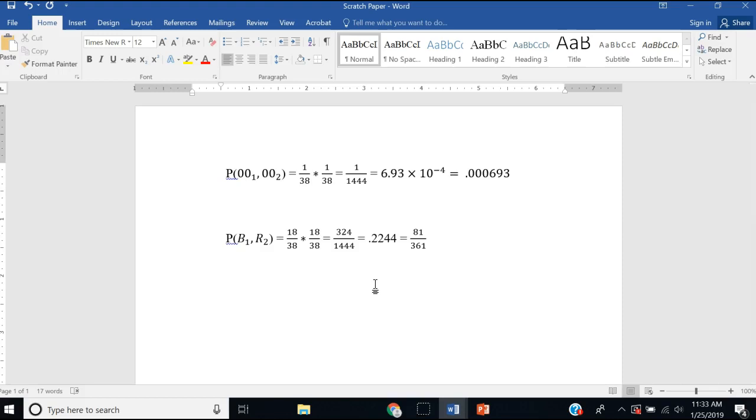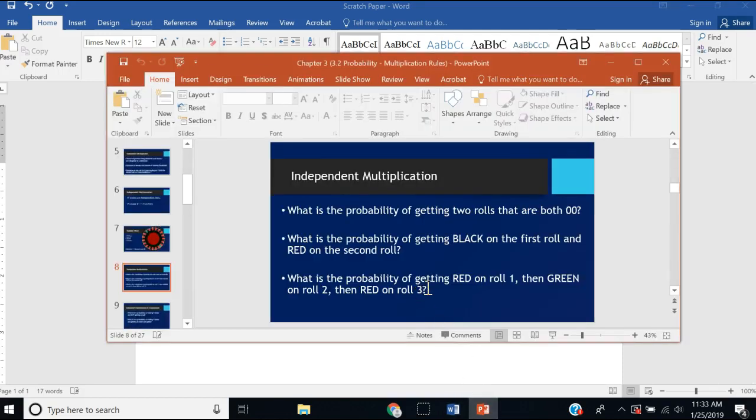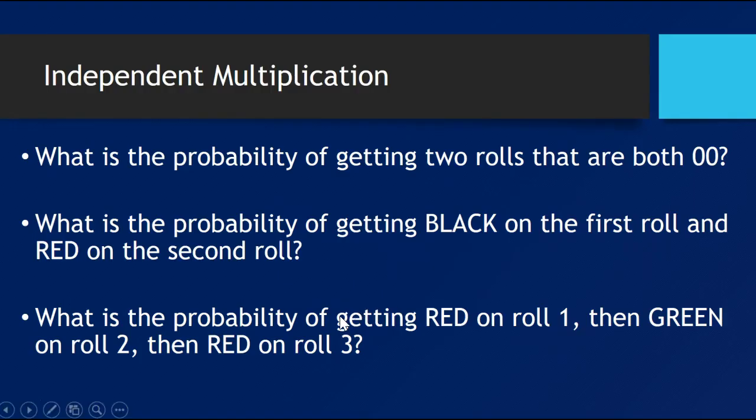But I am perfectly fine with the 324 over 1444 as your answer. All right, let's look at that last problem. What's the probability of getting red on roll 1, then green on roll 2, and then another red on roll 3?